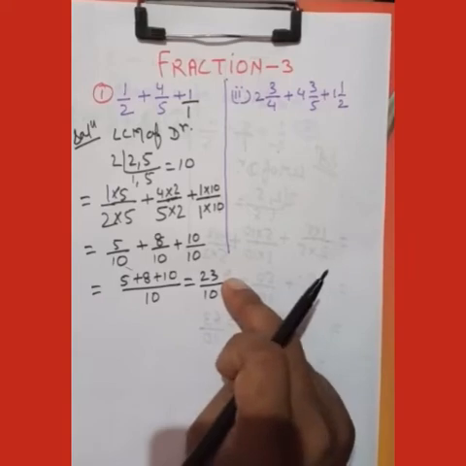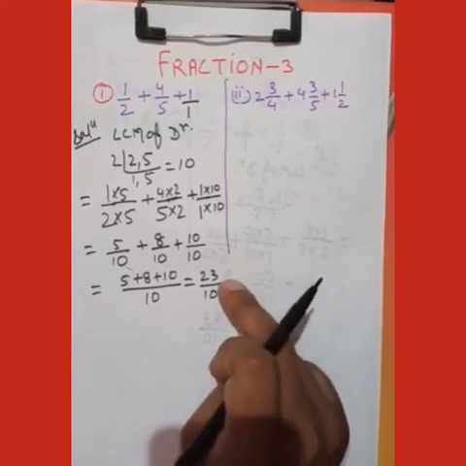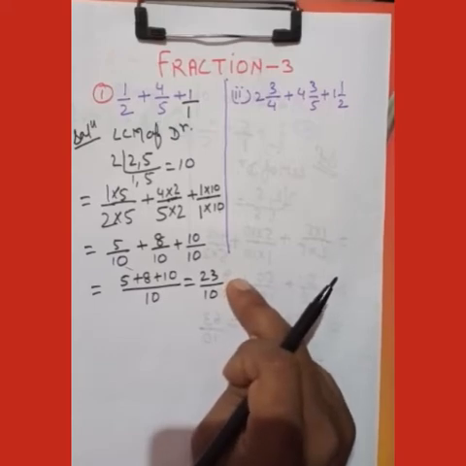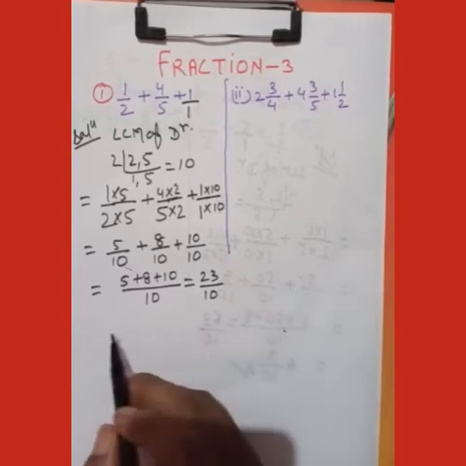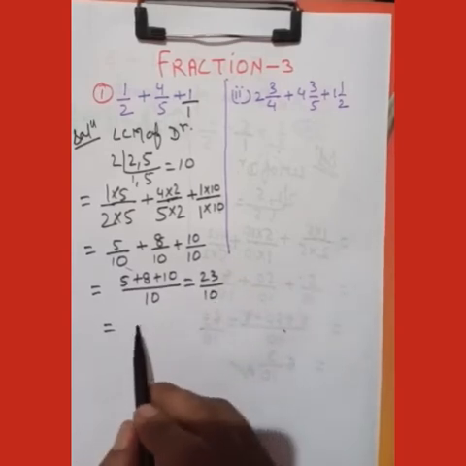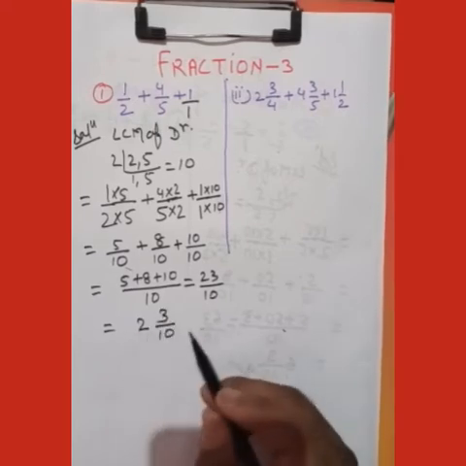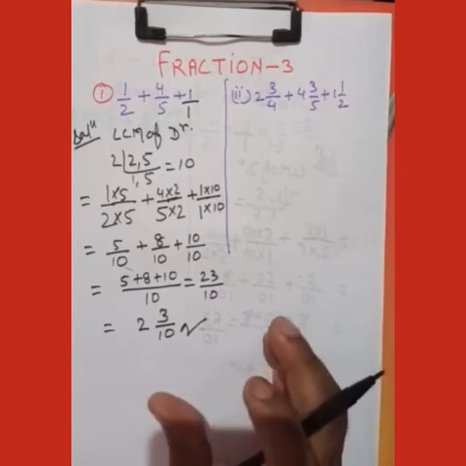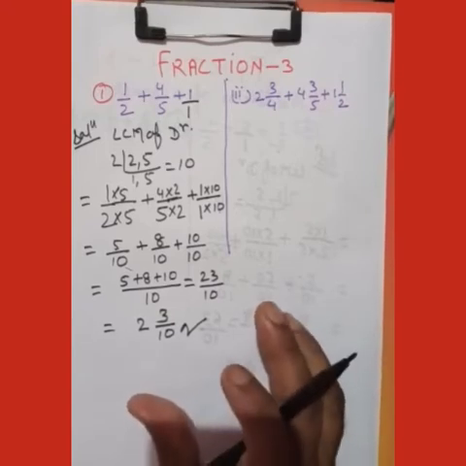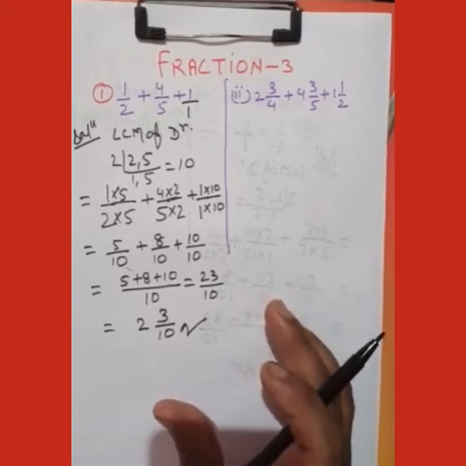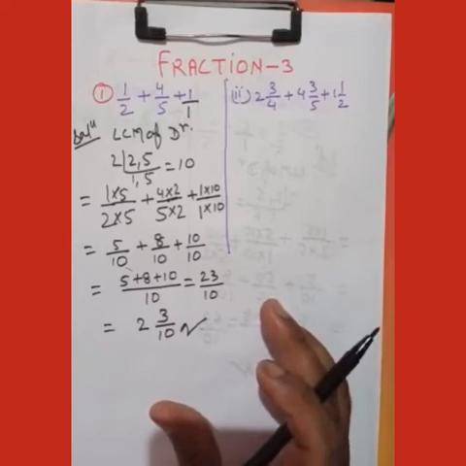Now add it: 13 plus 10, 23 upon 10. Now this is an improper fraction. Now the improper fraction is converted into a mixed fraction, as we have discussed in video 2, you can see it. Divide 23 by 10, you will get 2 as the whole number (10, 20), and the numerator will be 3. This is our answer. Like this we solve fractions in addition. If the denominators are different, first take the LCM, then convert all fractions into like fractions.